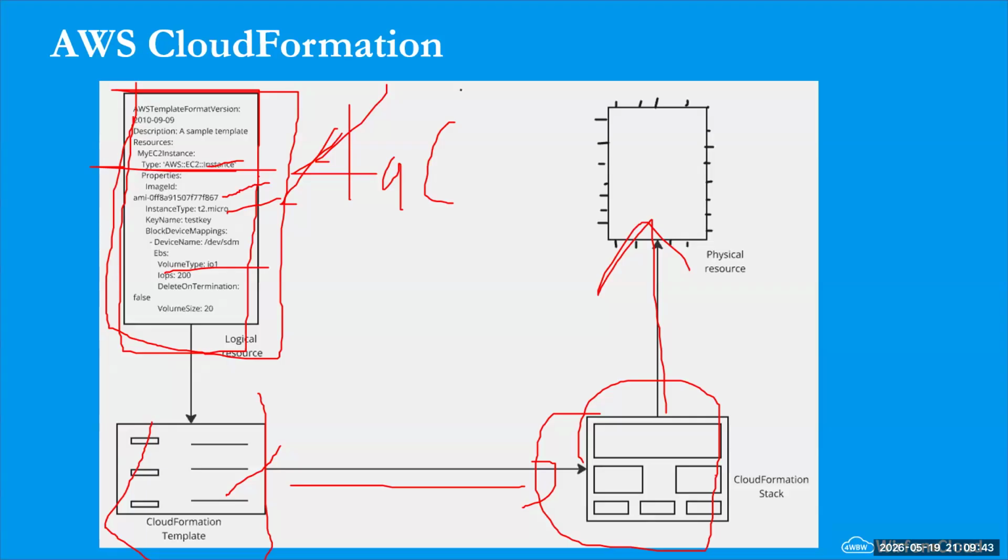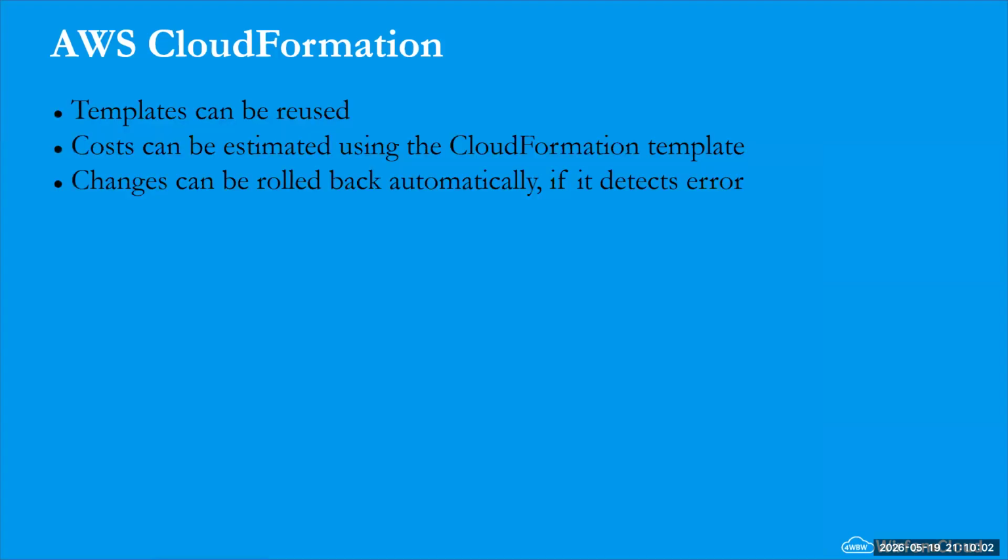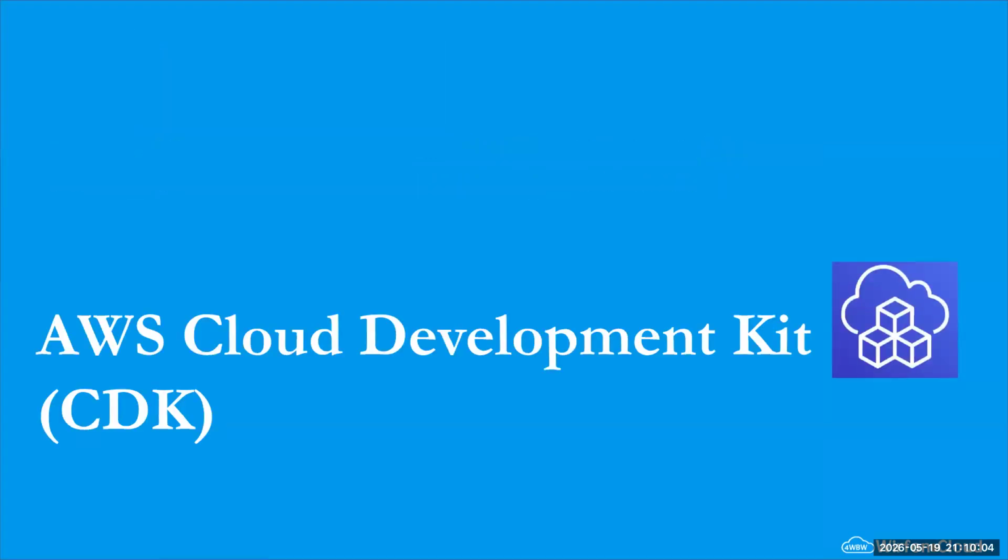Yeah. So must the template file always be YAML or JSON type? JSON. Yeah. Yes. It can be either YAML or JSON. Yeah. All right. Good. Any other question?